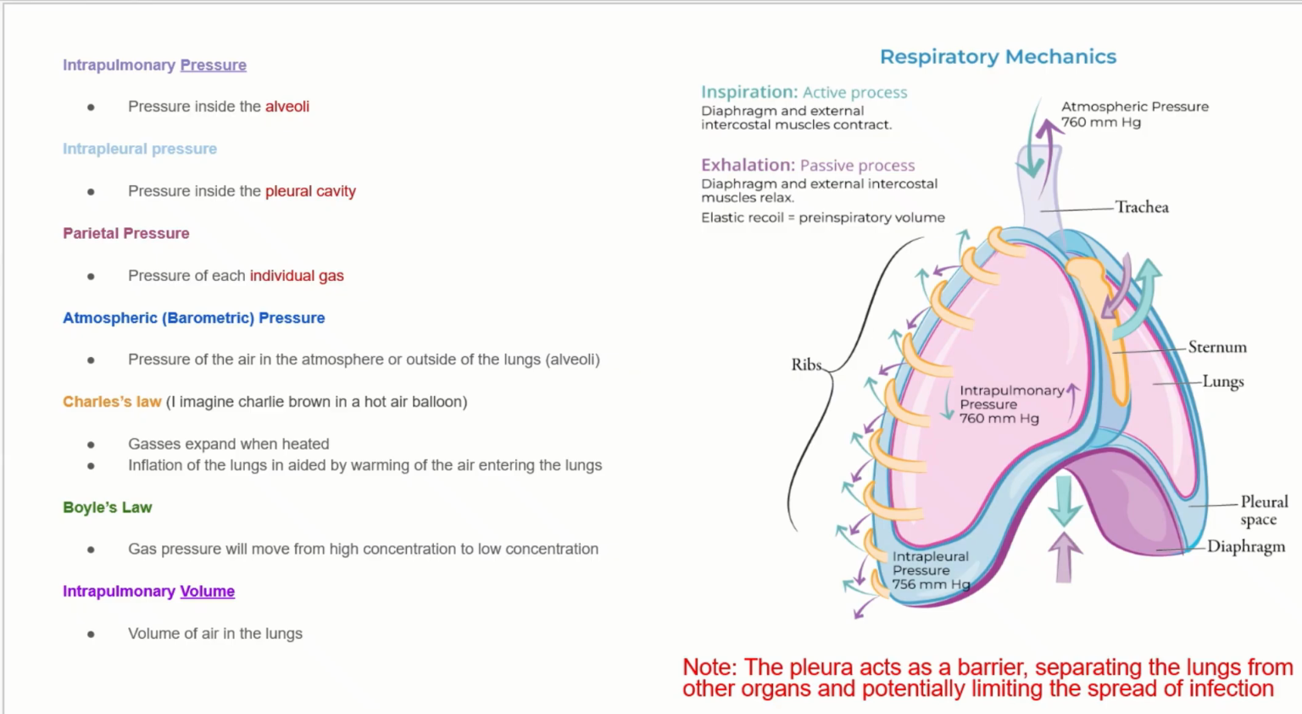Looking at the word too would help me understand it. So intrapulmonary: pulmonary, we know that's the lungs, so it's going to be within. Intra just means inside of. So it's going to be just the pressure of the alveoli. Alveoli are inside the lungs, so that's how I remembered it as well.